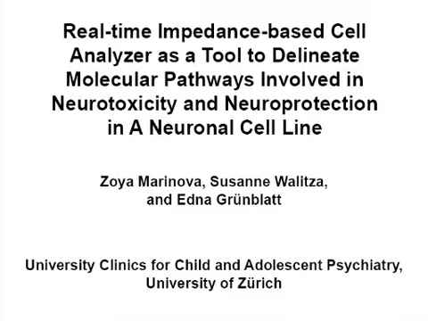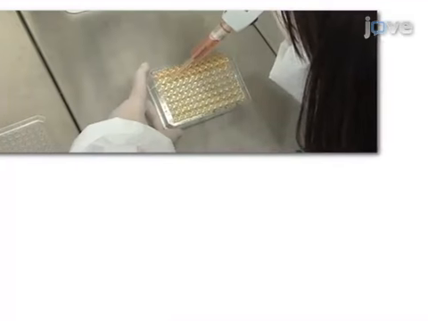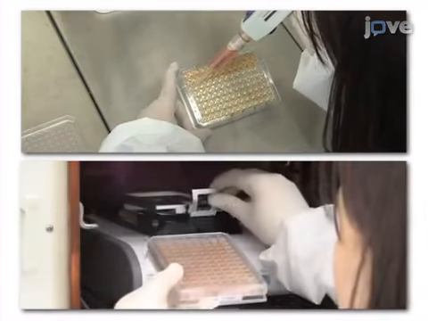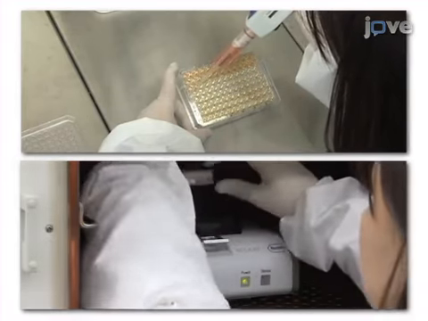The overall goal of this procedure is to use an impedance-based technique to follow the real-time cytoprotection of a neuronal cell line to delineate the involvement of second messenger pathways in the protection process. This is accomplished by first culturing a neuronal cell line under proliferative conditions in an impedance-based real-time cell analyzer.